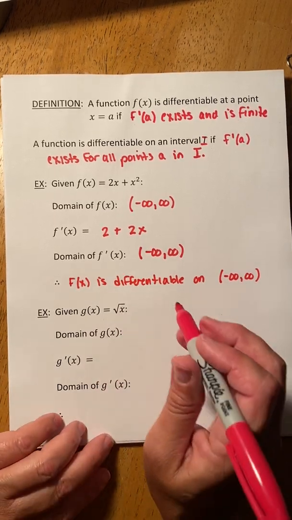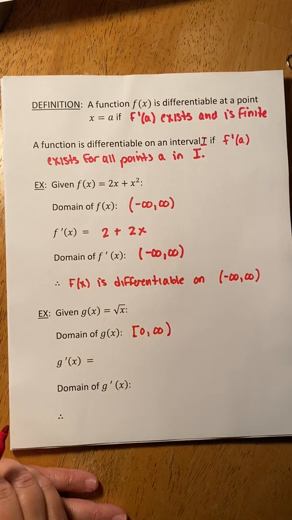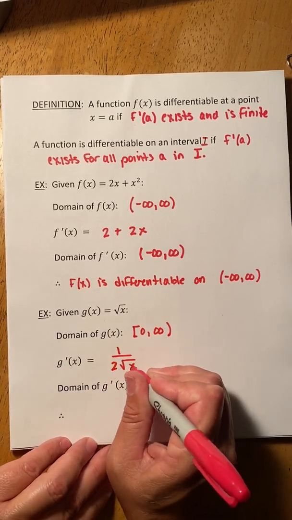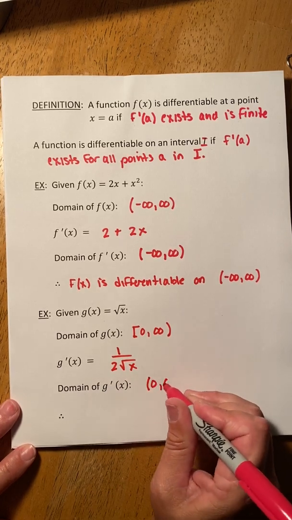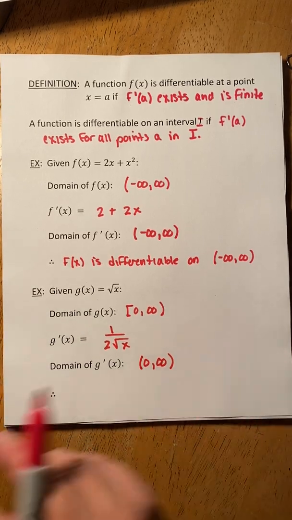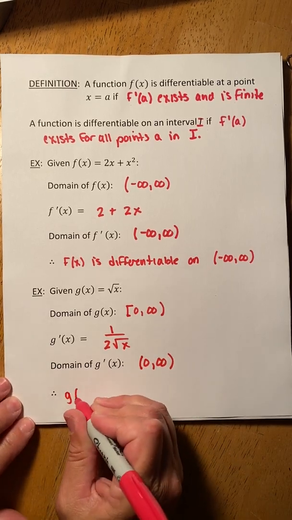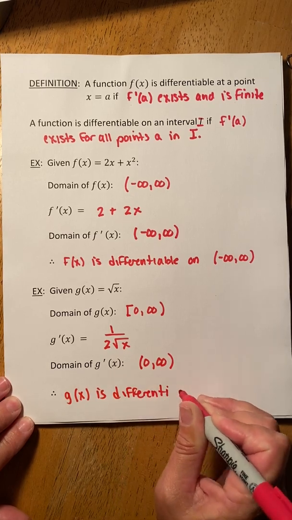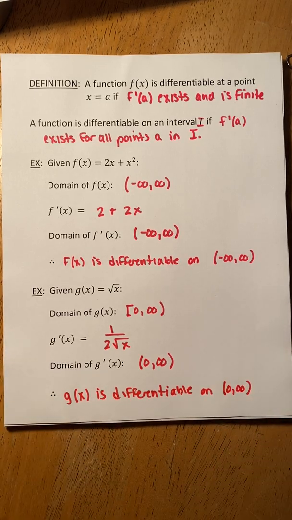The square root function, well, the domain is 0 to infinity. The domain of the square root function includes 0, but the derivative is 1 over 2 square root of x. Notice this domain, 0 cannot be in the domain of the derivative. It's 0 to infinity. So the domain of a derivative isn't always equal to the domain of the original function. So therefore, we would say g of x is differentiable on 0 to infinity. The derivative does not exist at 0.